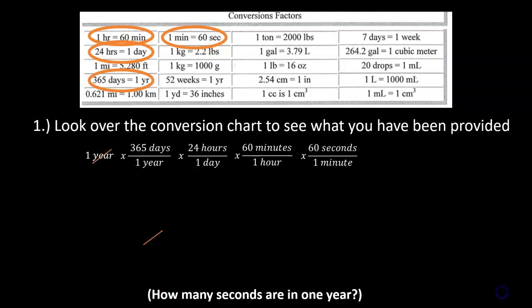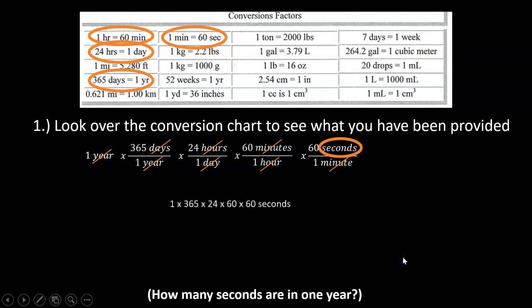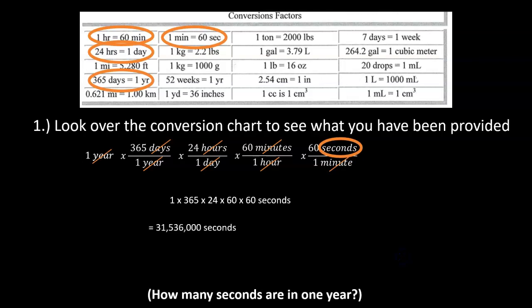Now we can start canceling out our units. Our years cancel, our days cancel, our hours cancel, our minutes cancel. And what does that leave us with? It leaves us with our seconds, and that's exactly what we're looking for. Now that we've done all the hard part of canceling the units, we can just take the numbers and do simple math. We get 31,536,000 seconds. We're going to round that to 3 significant figures, and that gives us 31,500,000 seconds. That is your final answer.